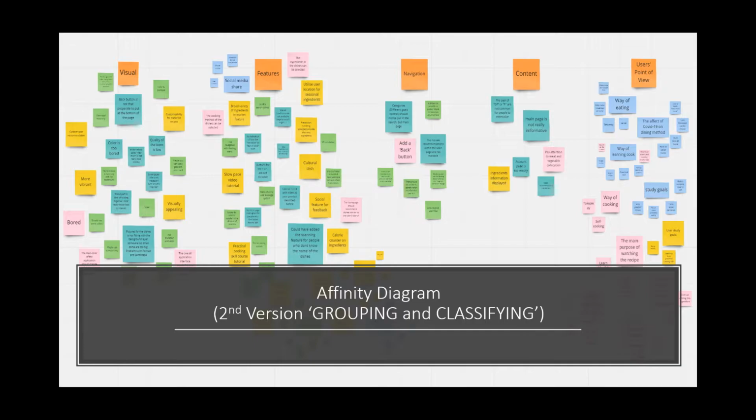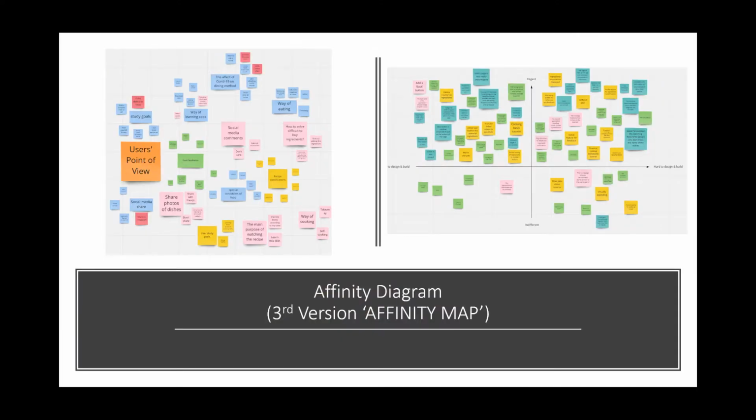or, upon some features where users have special conditions, there should be a button to filter those dishes, like if you are vegetarian or allergic to some kind of ingredients. After that, we pushed it to the third version of the affinity map.